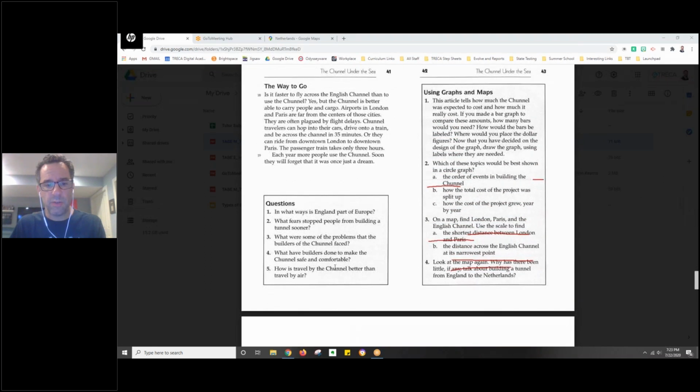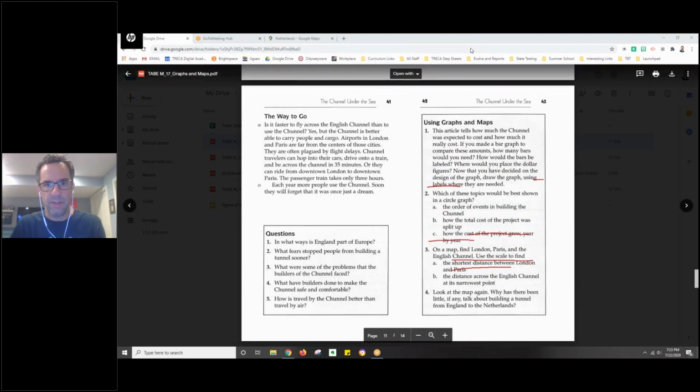And then the last, how is travel by tunnel better than travel by air? And I remember that one from down here. This is the paragraph here. It talks about it. How is traveling by tunnel underneath the water better than air? Well, airports are far from the centers. When you go by air, you could have a flight delay. You can be across the channel in 35 minutes if you take the tunnel. The passenger train only takes 3 hours from London. So those are some reasons why taking the tunnel is better than traveling by air.